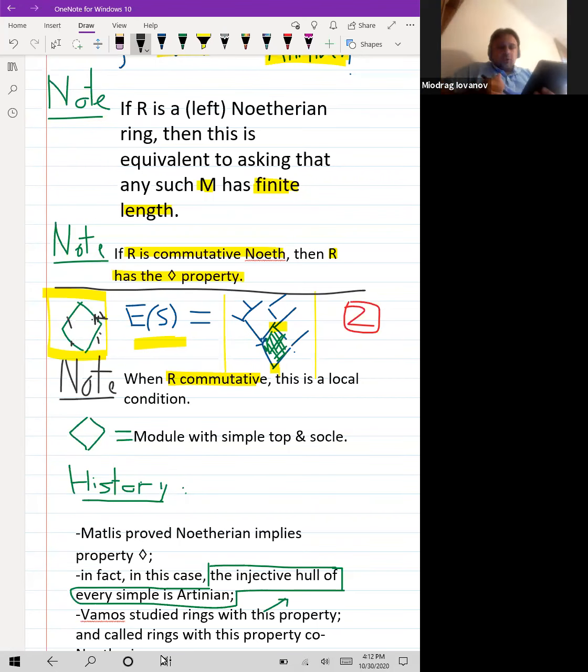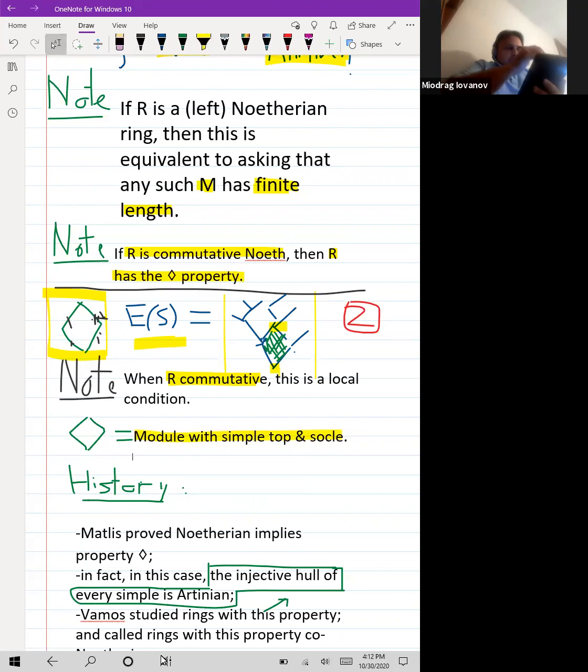So this is why I think this is called the diamond property, because really it asks something about these diamond modules. It asks that these diamond modules have finite length. Okay, so again, this is terminology. A diamond is something that has simple top and simple socle.